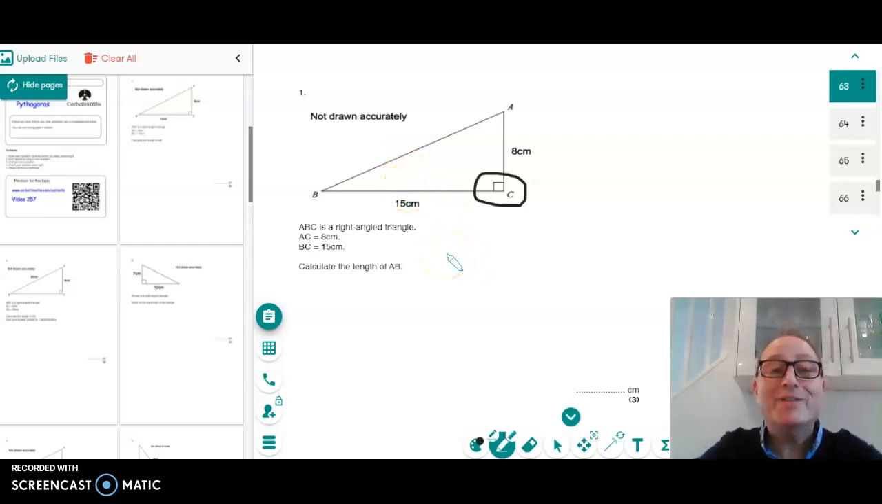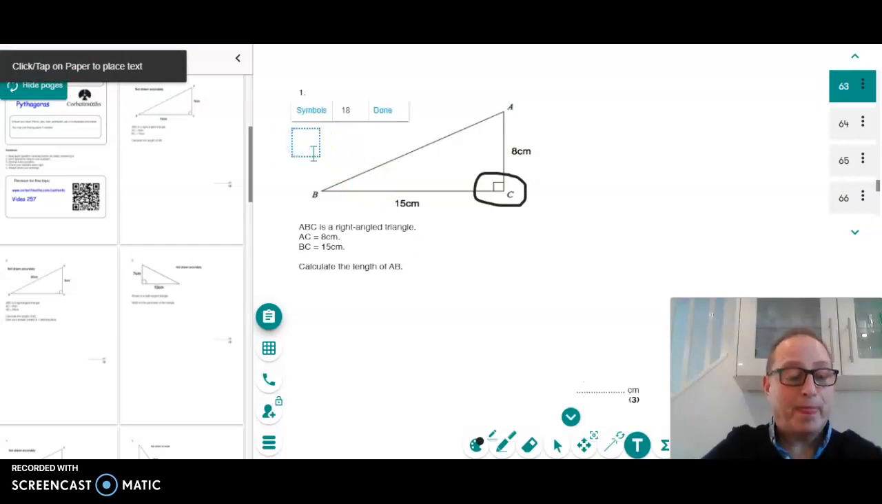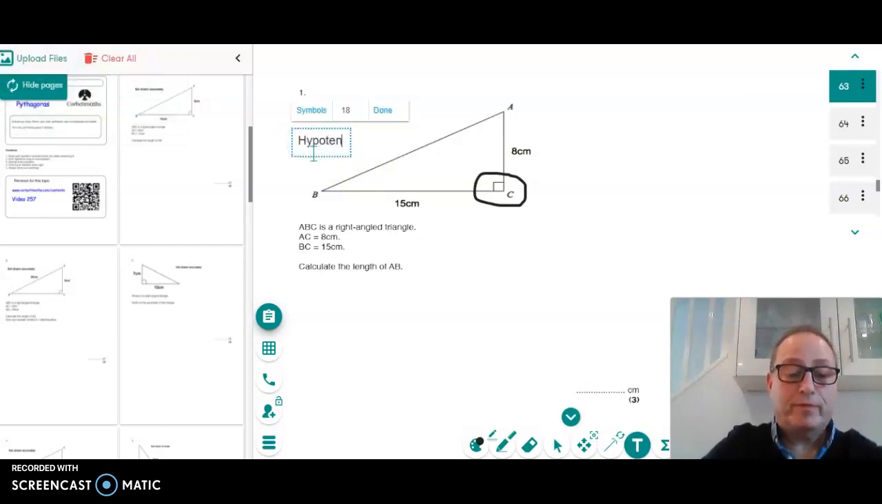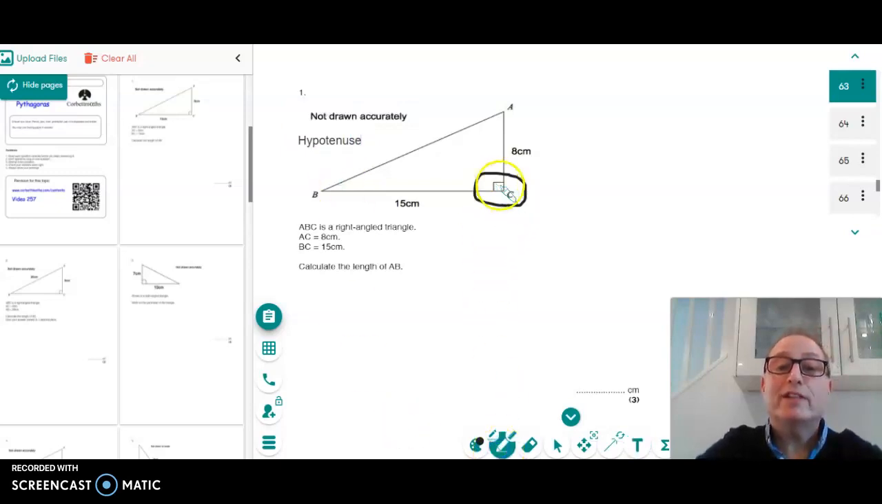Now, what we need to find is the length AB. So we know that AC is 8 centimeters and we know that BC is 15 centimeters. So we need to find the longest side, which is called the hypotenuse. And I'll just write that in here. There we go, the hypotenuse, which is the longest side. And we know which is the longest side because it is always opposite the right angle. So the hypotenuse, the longest side, is always opposite the right angle.